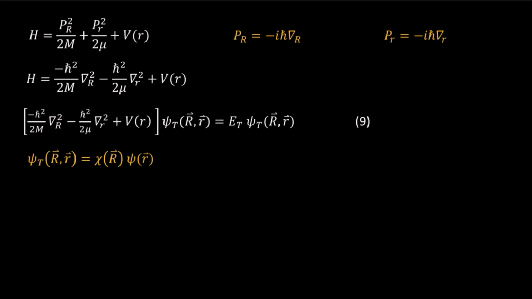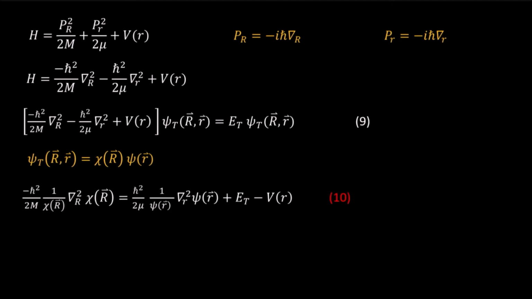Now substituting this in equation 9 and separating the functions of different variables results in this equation. Now the left hand side of this equation is a function of capital R, while the right hand side does not depend on capital R. So for the validity of this equation, both sides must be separately equal to a constant, let's say E small t.